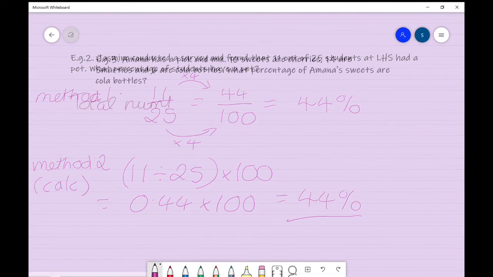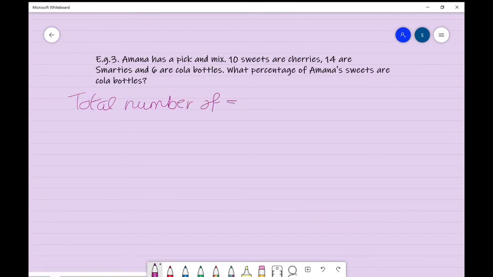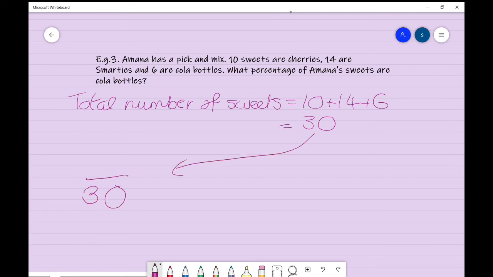First of all, we need to work out the total number of sweets in Amana's pick and mix. We do this by adding the numbers together. 10 cherries, add 14 Smarties, add 6 cola bottles, gives us 30 sweets altogether. This becomes our denominator, as it is the total number of sweets we have. The question's asking us what percentage of cola bottles. There are 6, so this becomes our numerator. So our fraction that we are converting is 6 out of 30.